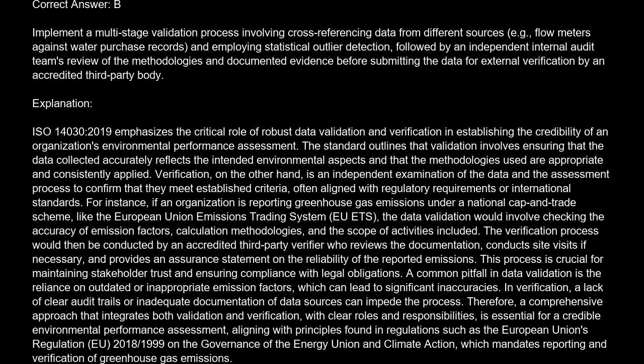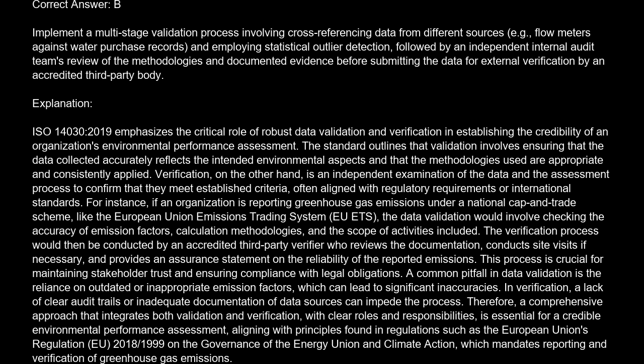For instance, if an organization is reporting greenhouse gas emissions under a national cap-and-trade scheme, like the European Union Emissions Trading System, EU ETS, the data validation would involve checking the accuracy of emission factors, calculation methodologies, and the scope of activities included. The verification process would then be conducted by an accredited third-party verifier who reviews the documentation, conducts site visits if necessary, and provides an assurance statement on the reliability of the reported emissions. This process is crucial for maintaining stakeholder trust and ensuring compliance with legal obligations.